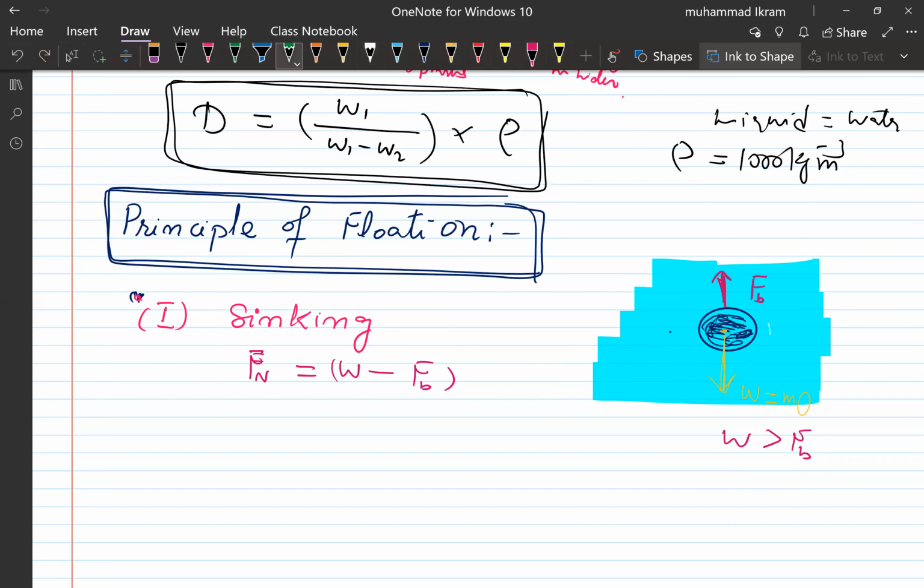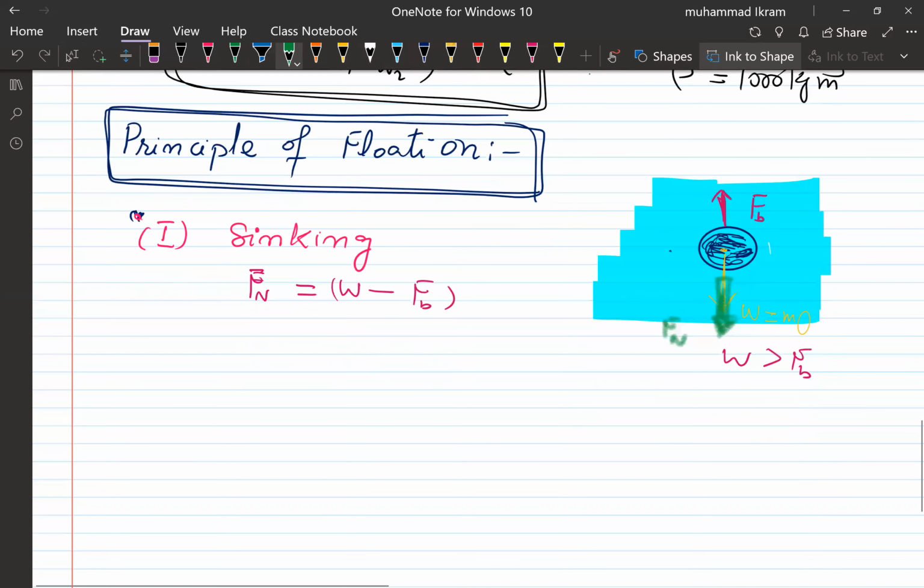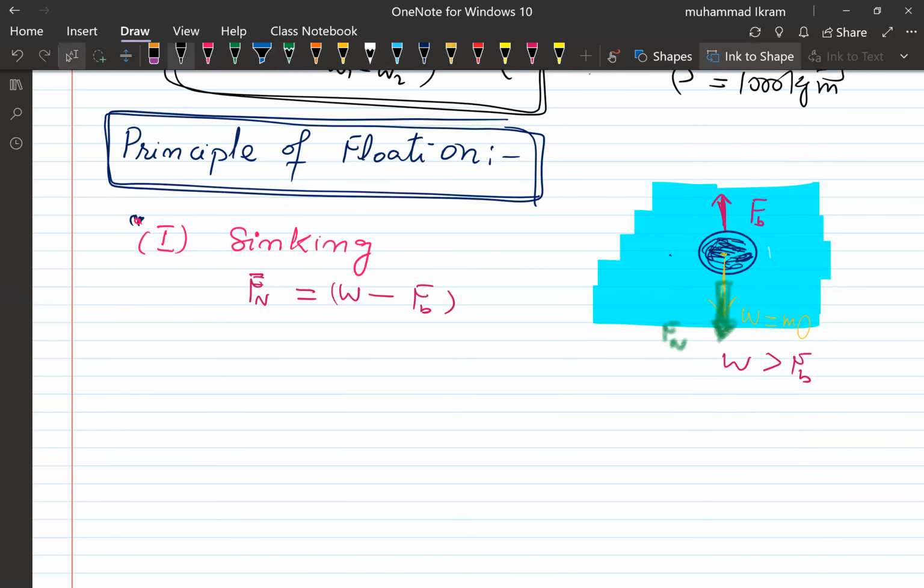The net force F net acting on the object will be what? It will be in the downward direction. You see, look, this F net force is acting in the downward direction, right? Why? Because if W is greater than FB, then the object will what? The object will sink.